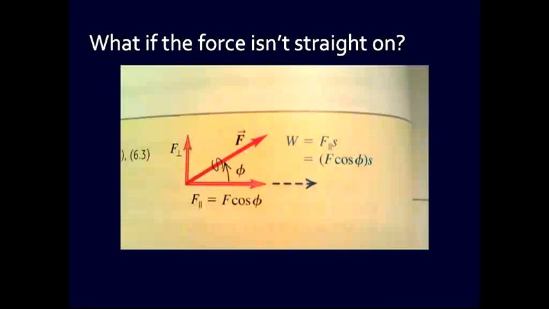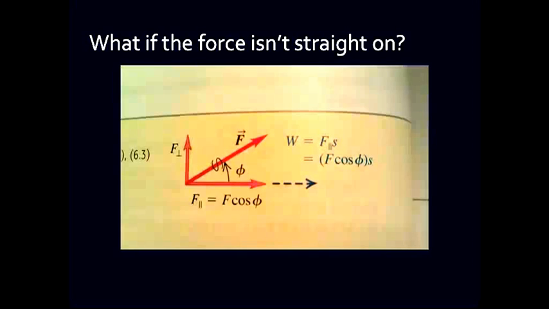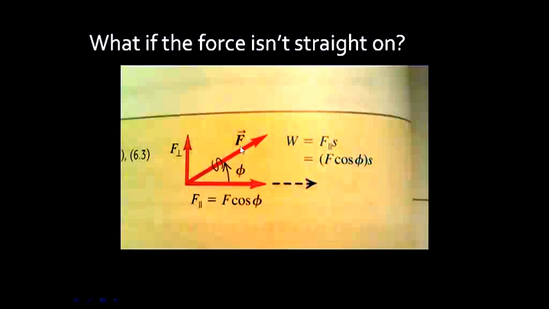The complication comes when the force isn't straight on, and then we have to use a little trigonometry. So for example, if the force is going at this angle and you're trying to figure out the amount of work done on something that moves at this angle, then you have to figure out what the component of this force is that is pushing in this direction. And the way to do that is to multiply the hypotenuse by the cosine of this angle, because the hypotenuse times the cosine of this angle gives you this side, the adjacent side to the angle, because the cosine is the adjacent side divided by the hypotenuse.